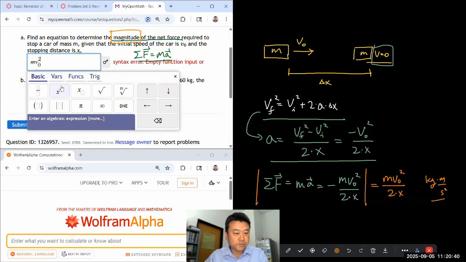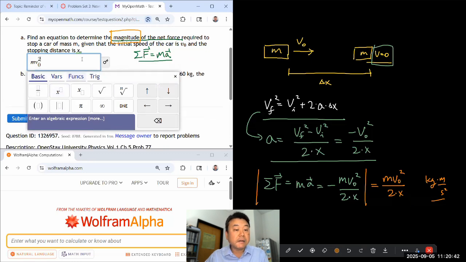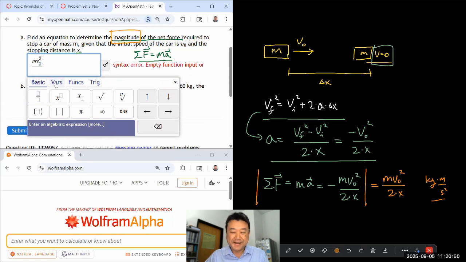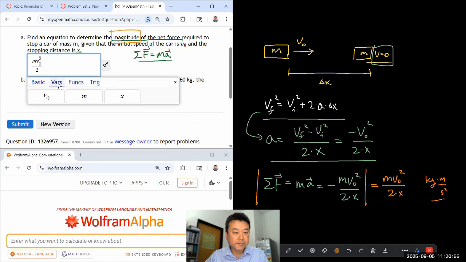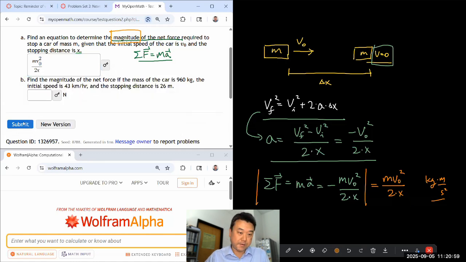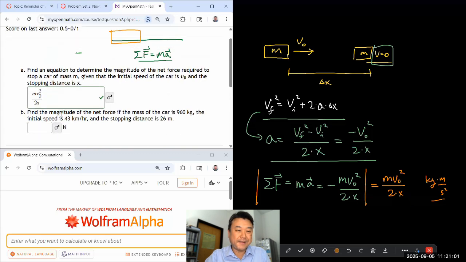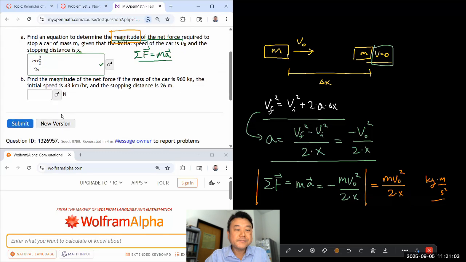You could also put a multiply sign in, but you can just click your way. I need to type 2. Let me get out of here with the right arrow, and then divide by 2 times x, variable x. So that's one way to enter it. Let me make sure I got it correctly. Okay, find the magnitude of the net force. Oh, we are just plugging in the numbers.